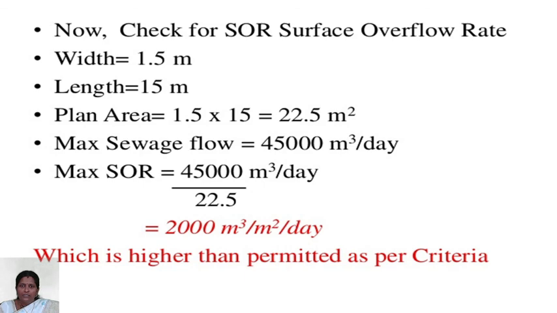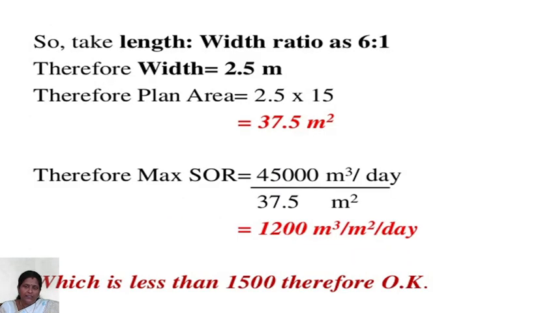Now check for surface overflow rate. Width is equal to 1.5, length 15 meter, plan area is 1.5 into 15, 22.5 square meter. Maximum sewage flow is 45,000 meter cube per day. Maximum SOR, maximum surface overflow rate, equal to 45,000 divided by plan area, you get 2000 meter cube per meter square per day, which is higher than permitted as per the design criteria. So take length to width ratio as 6:1.